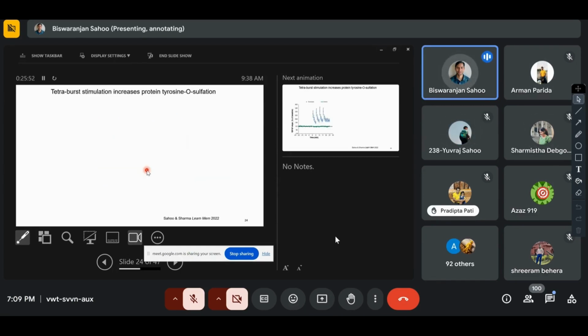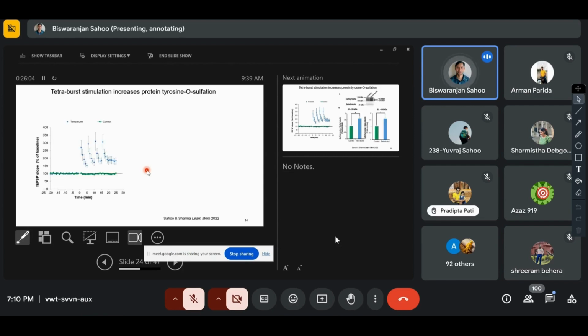Next, the most interesting question we asked was whether increasing this LTP stimulation increases protein tyrosine sulfation or not. That was the question. It was a similar protocol, but here the baseline recording was still 20 minutes.